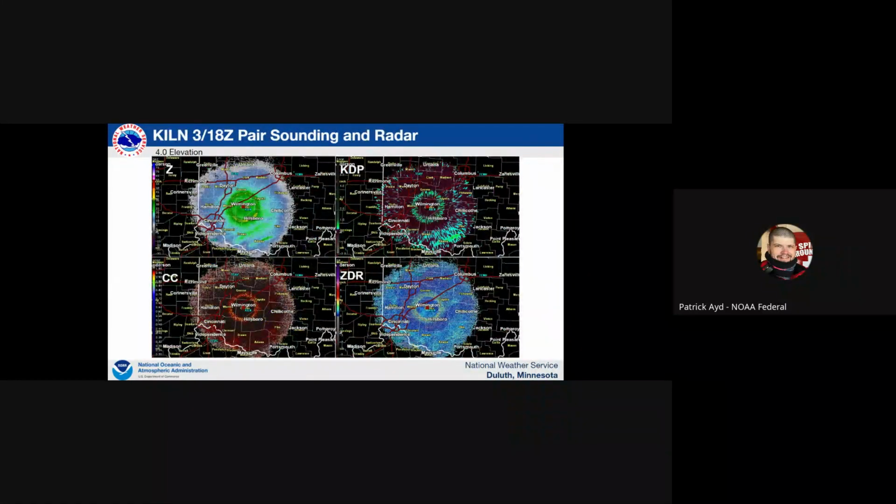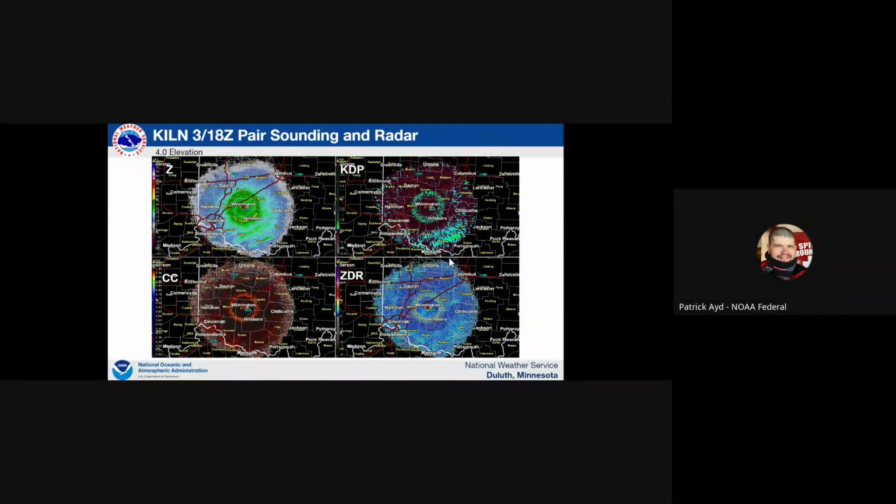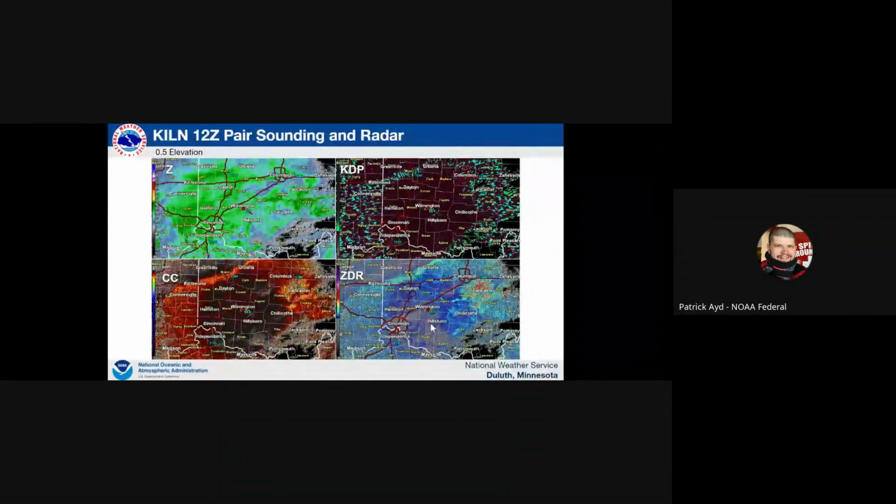So we're going to again go from higher elevation to lower elevation for Wilmington. We'll start at the 4-degree elevation. Pretty standard here. Circular melting layer showing up in all the moments. All right, we go down. It becomes a little bit more wonky, but for the most part, we can see our melting layer fairly distinctly. And our ZDR is, for the most part, decreasing towards the surface.